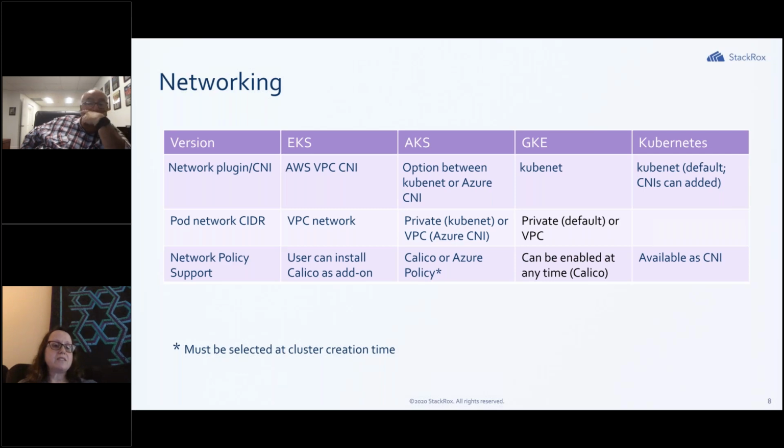So EKS, you can install Calico, Tigera's Calico. Project Calico is almost certainly the most common network policy provider at this point. EKS will let you install this as an add-on. Again, with add-ons, you do have to manage upgrades and the life cycle. AKS lets you choose between Azure Policy or Calico.